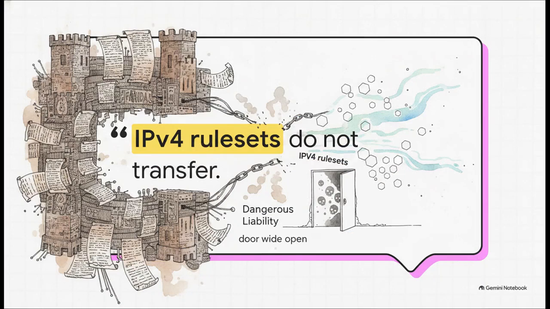So let's kick things off with a pretty hard truth. Assuming your legacy IPv4 security posture is going to protect your new IPv6 infrastructure is a massive liability. IPv4 rule sets do not transfer. It's a short quote, but wow, the implications are huge.